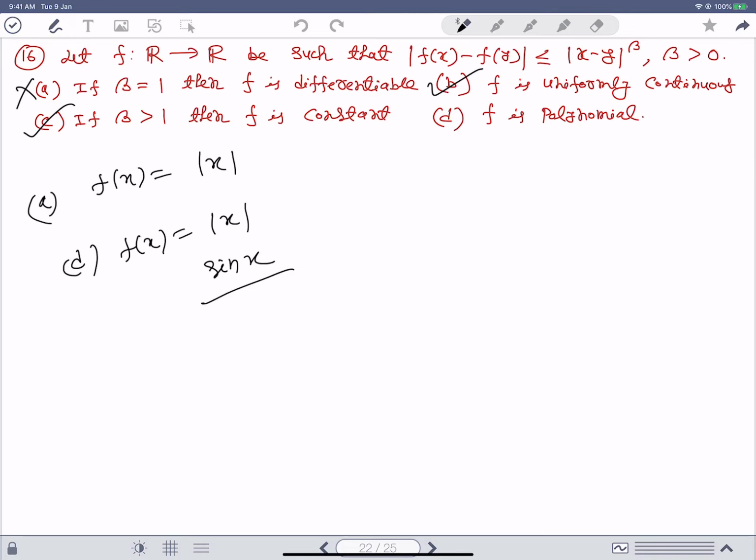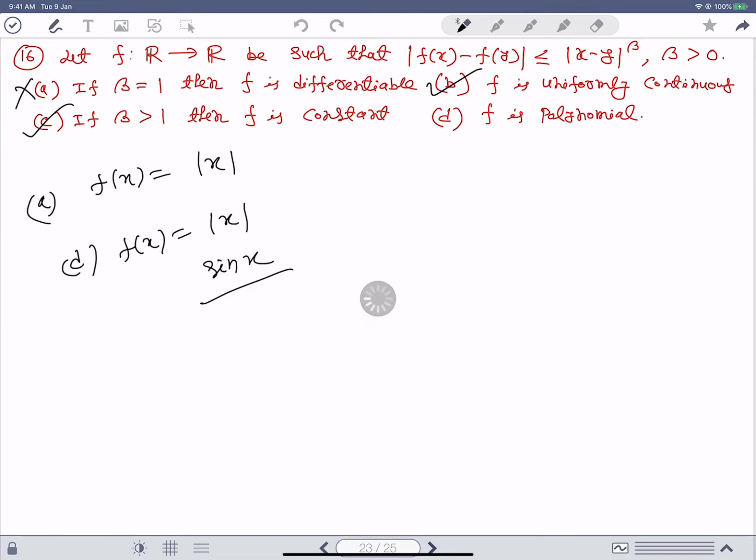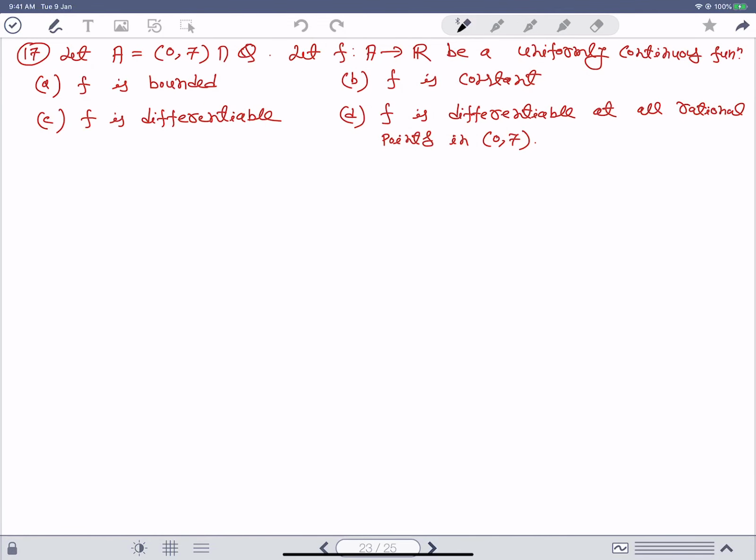Okay. So, this is very simple. This is also very simple. I expect this from you. That is a very simple one. That is from uniform continuity. Just tell me the answer.